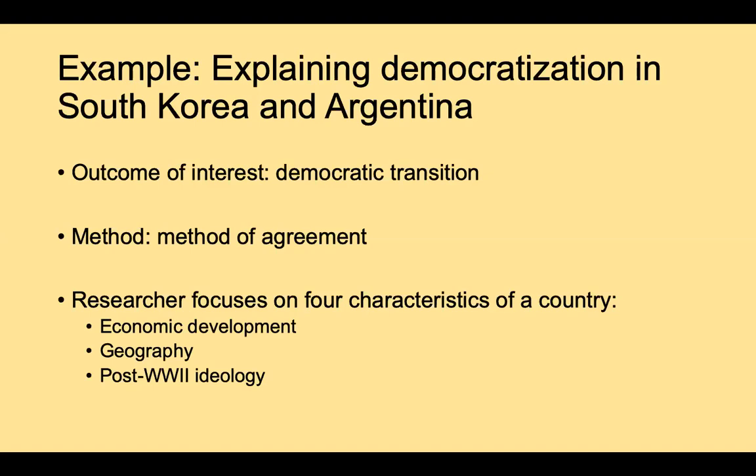And so what we're focusing on are four characteristics. It should say three. Sorry about that, everyone. Three characteristics of a country: economic development, geography, and post-World War II ideology. These are the same factors that we looked at with our method of difference. Here we're using the method of agreement, and we're finding out if they also play out as expected in South Korea and Argentina when we compare these two countries.